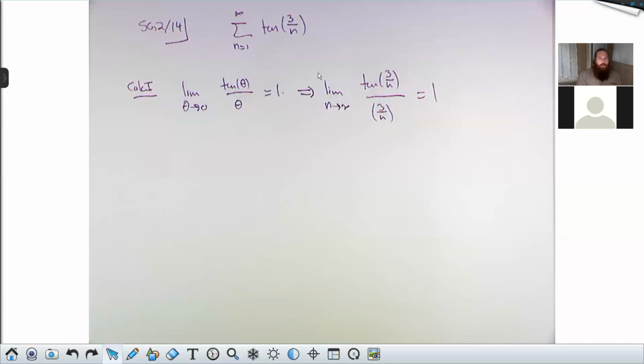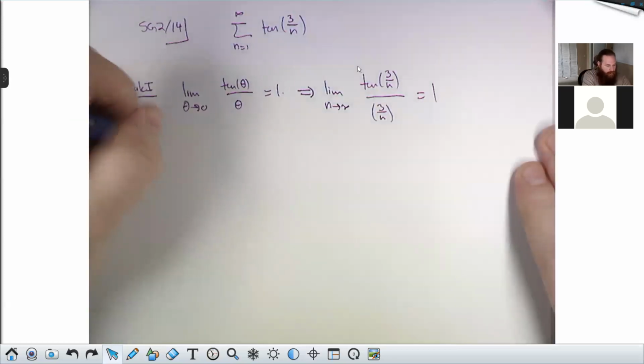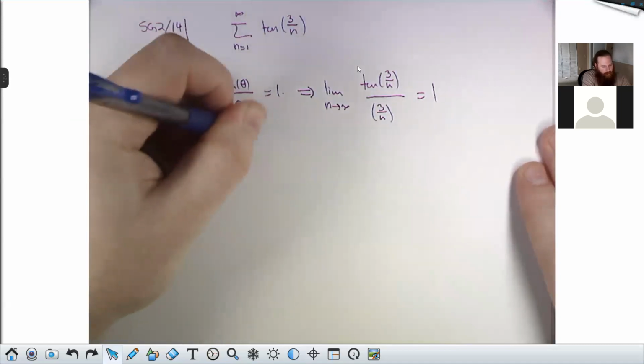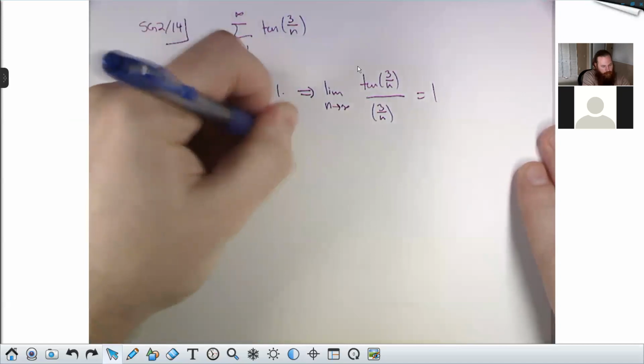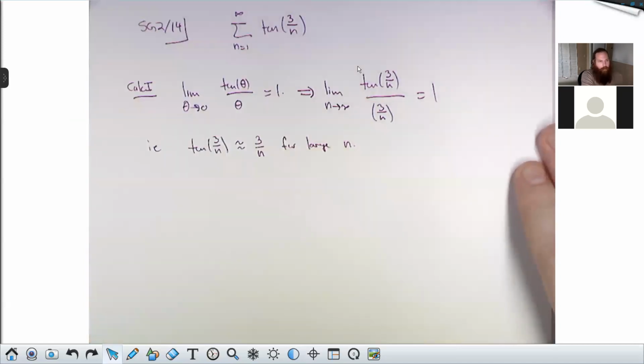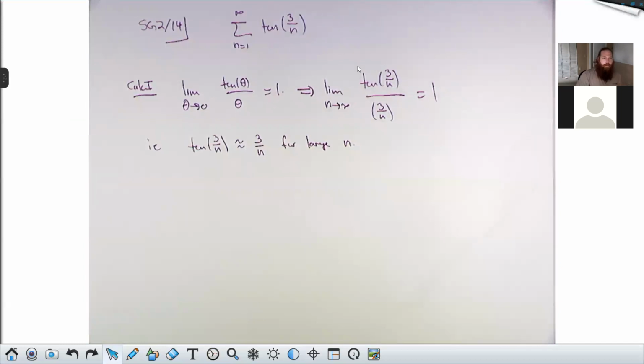Right, well, if I wanted to show that this limit is 1, I would get there with L'Hopital's rule. Yeah, good. But the reason I'm writing this down is because it tells us what to do with this series, not because this gives me any information directly about the series, but it says that tan 3 over n is very, very similar to 3 over n for large n. So I'm going to run a limit comparison test.